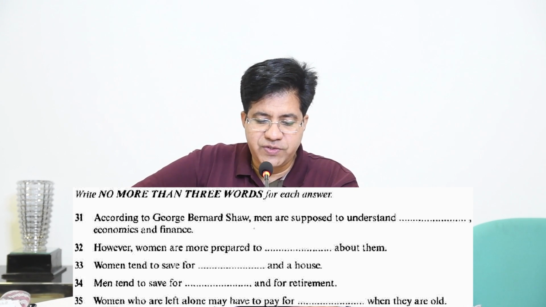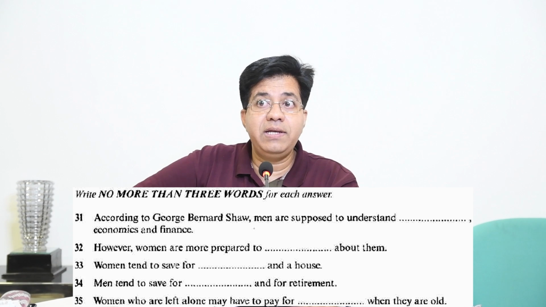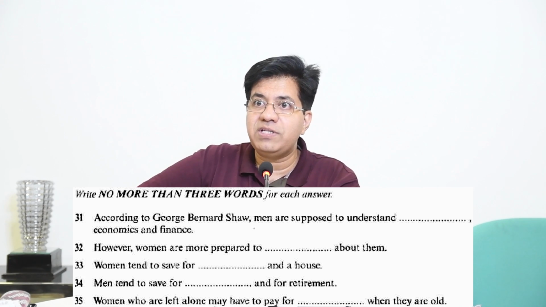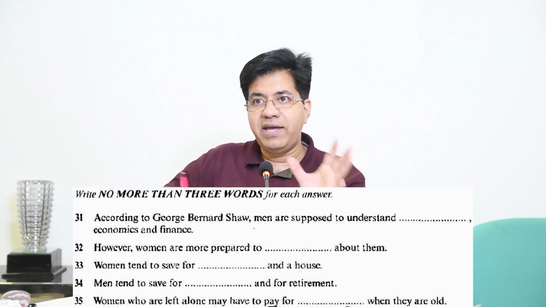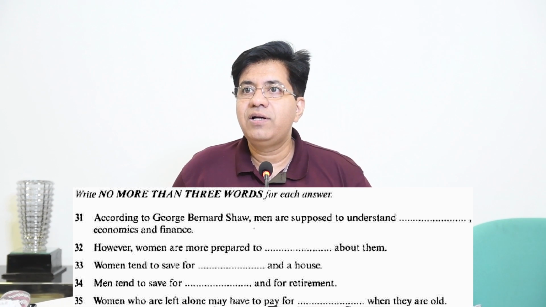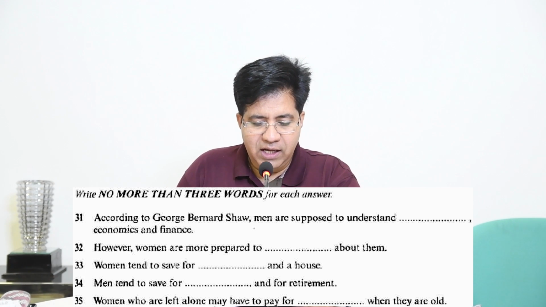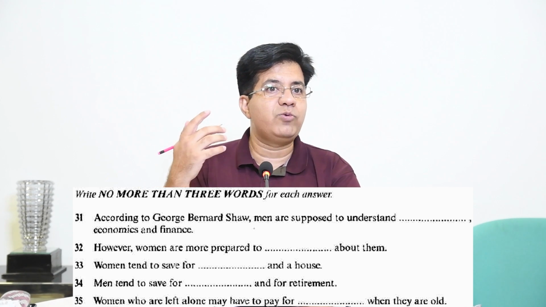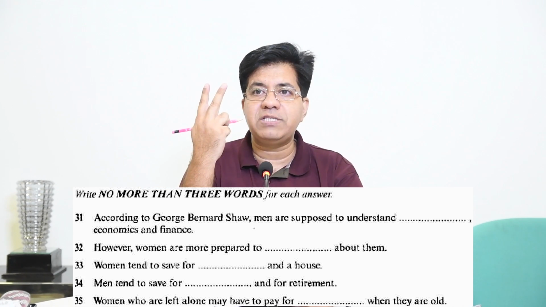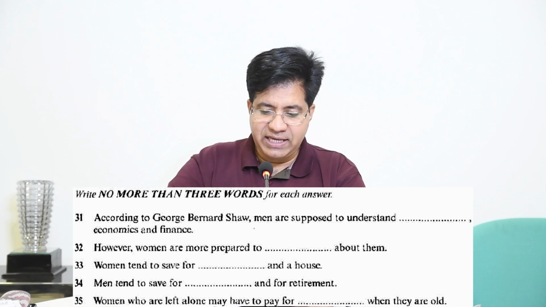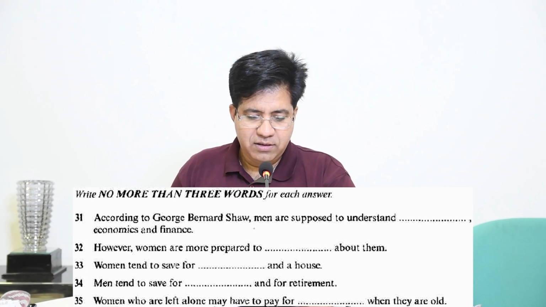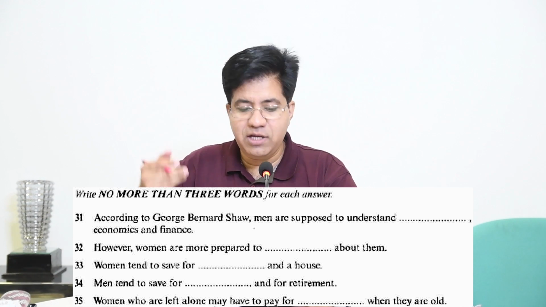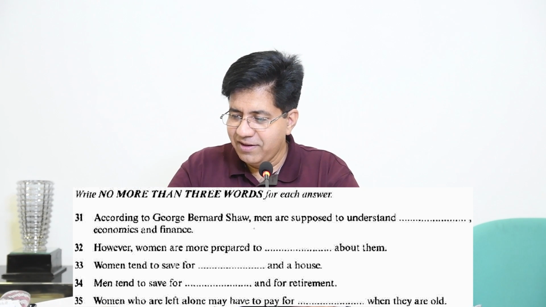Let's go on. Questions 33. Now again I tell you, listen, these were the ambiguities in the old books. That is why they brought these changes in IELTS. Okay, yes. Question number 33. Women tend to save for dash and a house. Women save money for two purposes. One is house and second they are going to mention here. Women save for what?